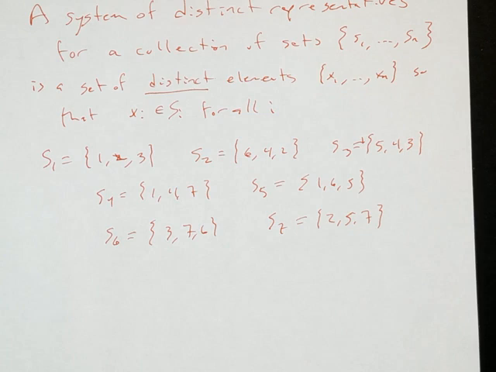Set 1 contains 1, set 2 contains 2, set 3 contains 3, 4 contains 4, 5 contains 5, 6 contains 6, 7 contains 7. There's a unique representative for each group. I rigged this one.